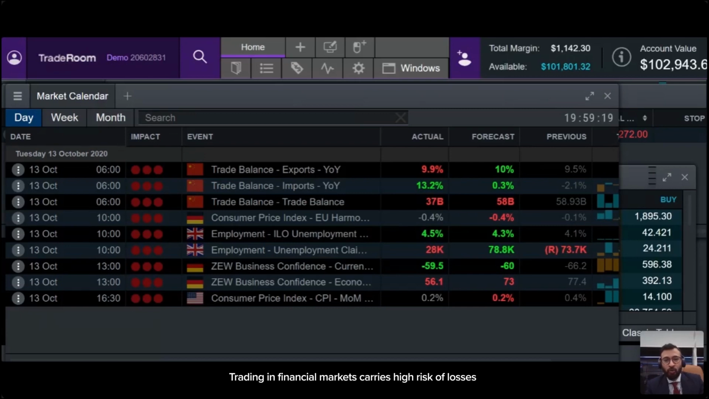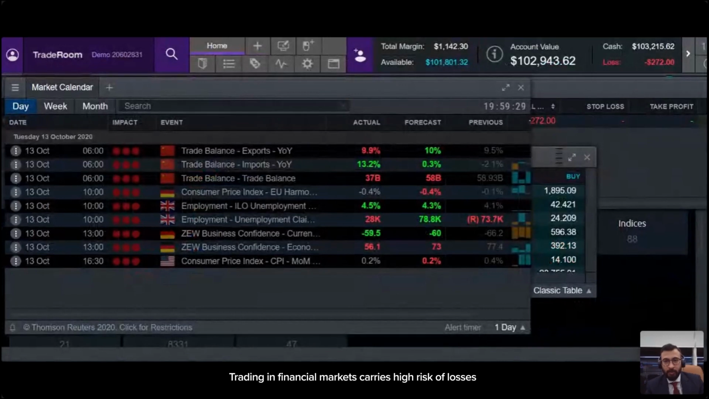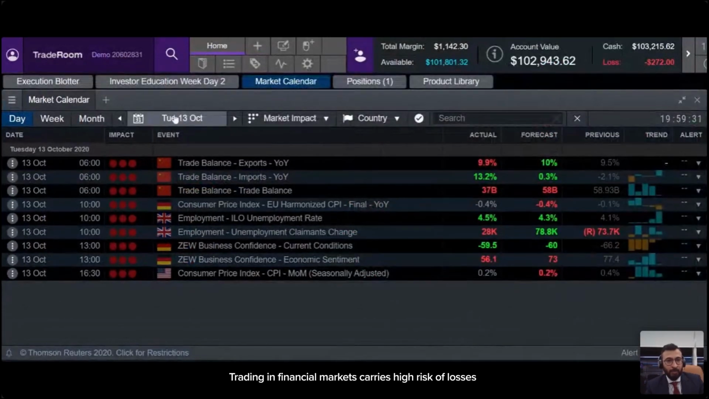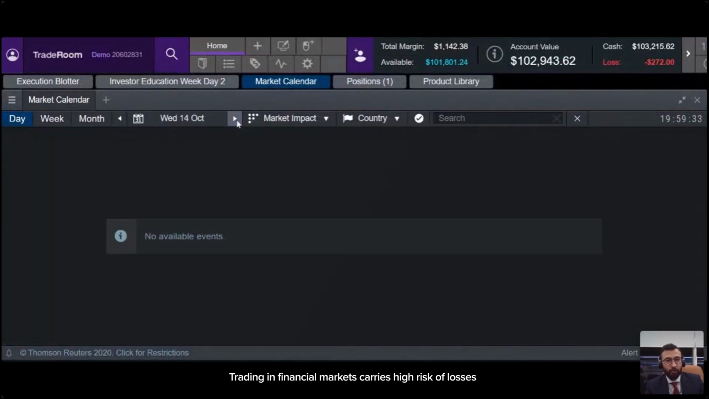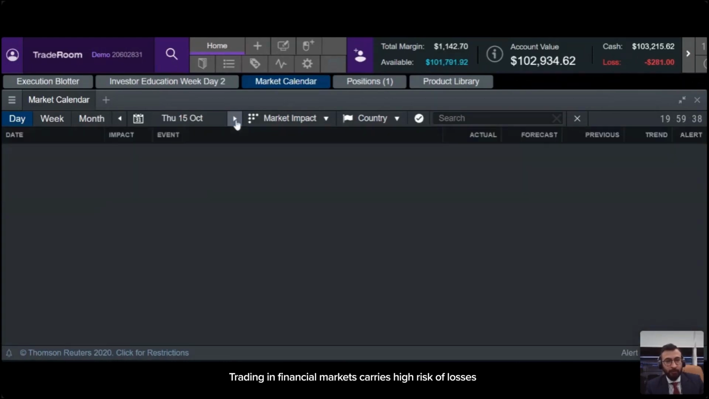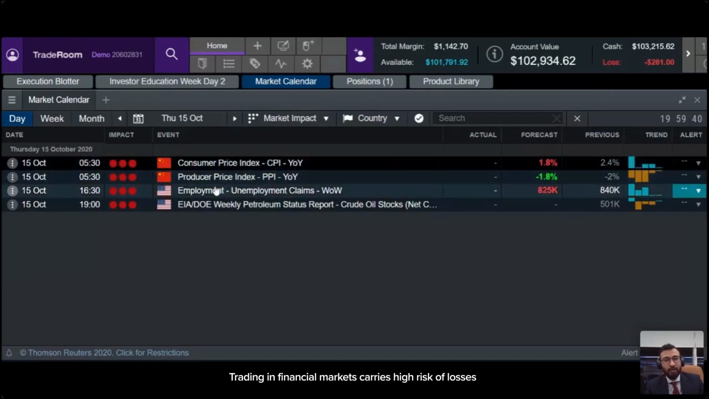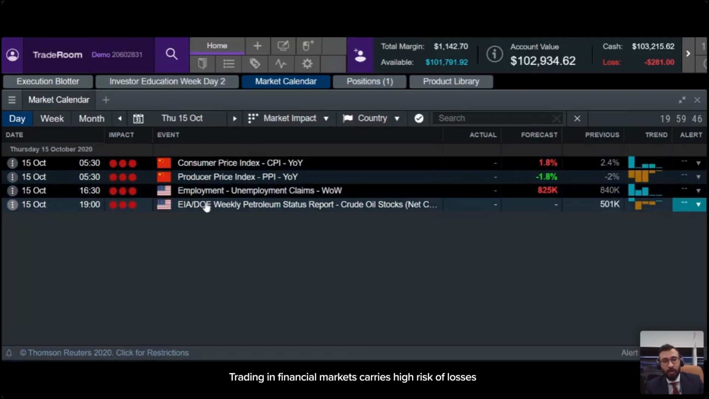Let's see for tomorrow what do we have. Go to the date. Just reduce the size a bit. And now next day, 13th is today. Tomorrow is 14th. Okay, nothing for 14th. Then 15th. Now 15th, Chinese inflation data, employment data for US, and oil inventories for US oil.